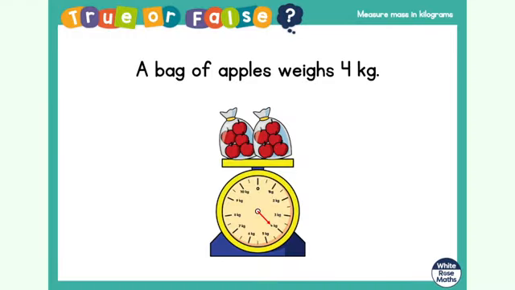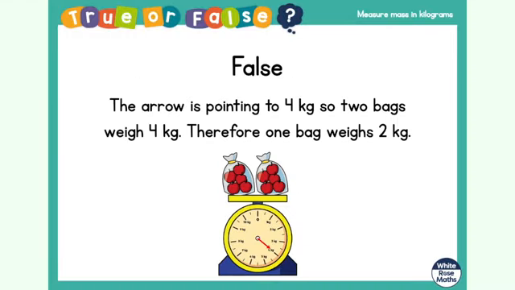Ready with your answer? It is false. Now, the arrow is pointing to 4 kilograms, but that means that 2 bags, notice there are 2 bags on the scales, weighs 4 kilograms. So therefore, 1 bag weighs half as much, which is 2 kilograms. So you need to look at the picture really carefully and notice that there are 2 bags here, not just one.